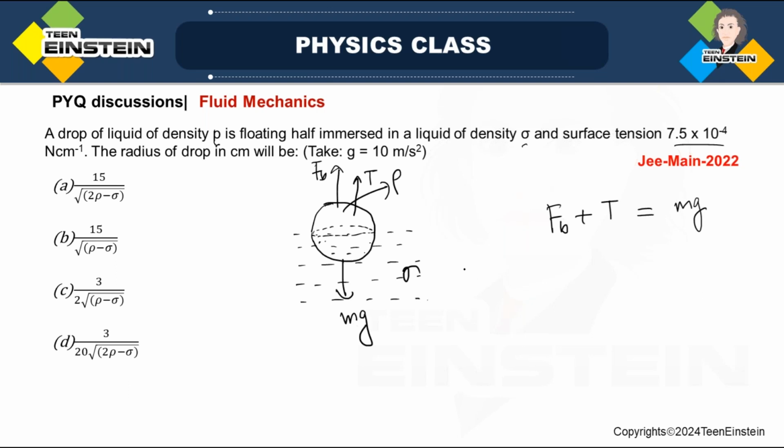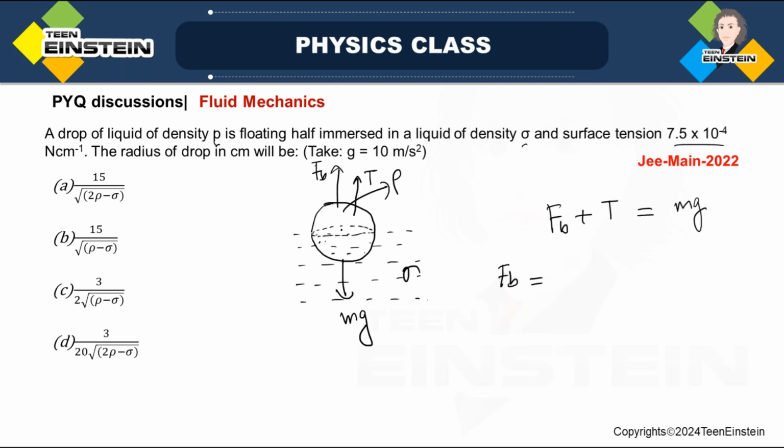Now the time has come to find out what this FB, the buoyant force, is, and what the surface tension is. Surface tension anyway is given. So what is the buoyant force? Buoyant force, we know, is the weight of the liquid displaced by this liquid drop. So I need to find the volume, which is half the volume of this spherical liquid drop.